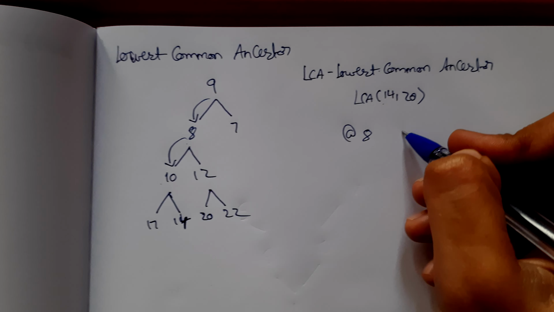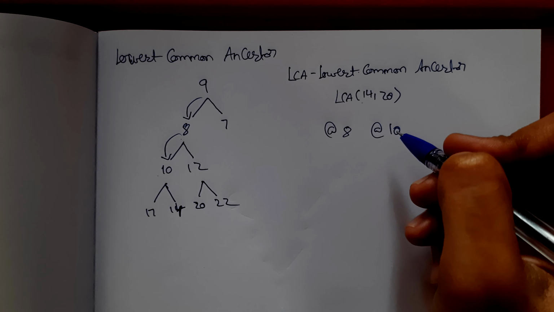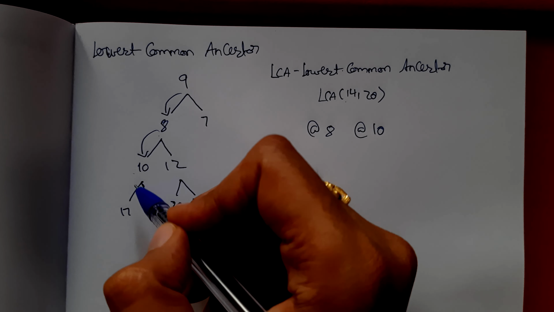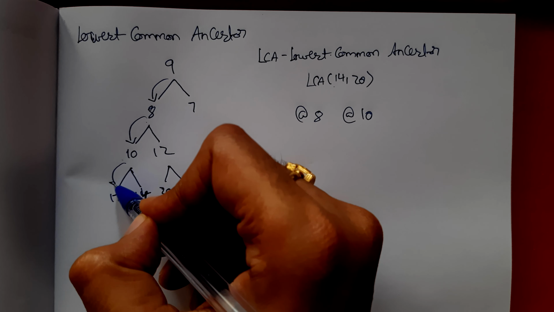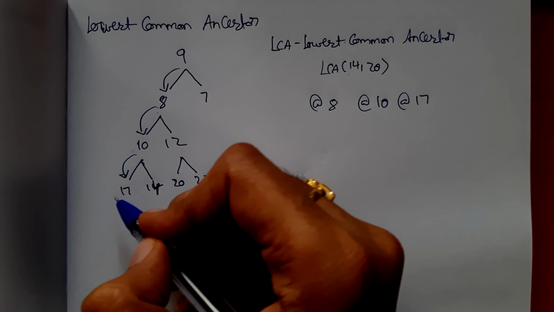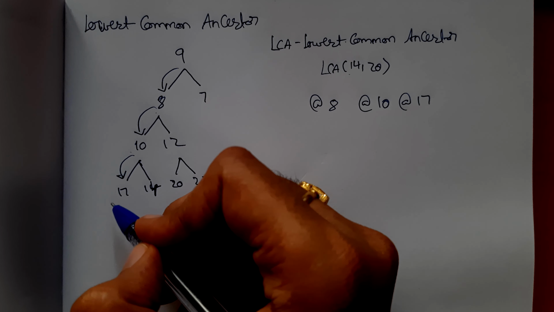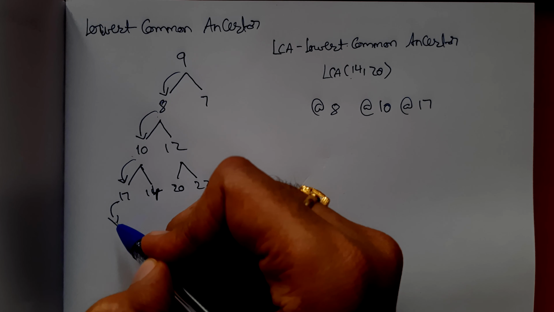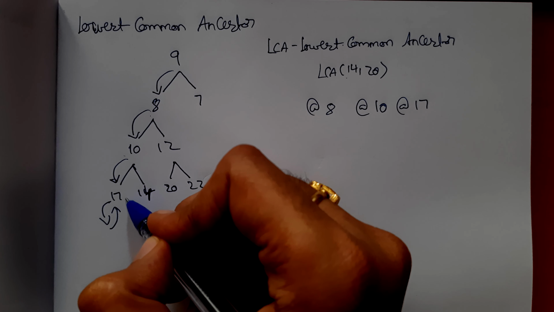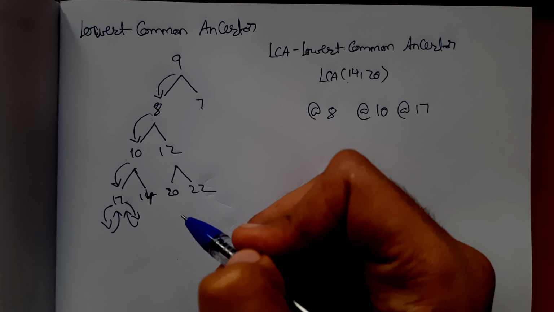At node 10, we again check if the value at node 10 is equal to either 14 or 20. Since that's not the case, we go to the left subtree of node 10, which is node 17. At node 17, we check if node 17 is equal to 14 or 20. Since that's not the case, we again go to the left subtree of 17, which is null. We again come back. We again go to the right subtree of 17. That's also null. So we come back to node 17.